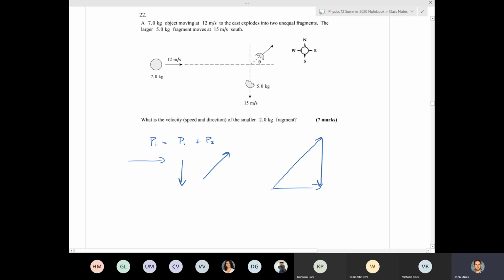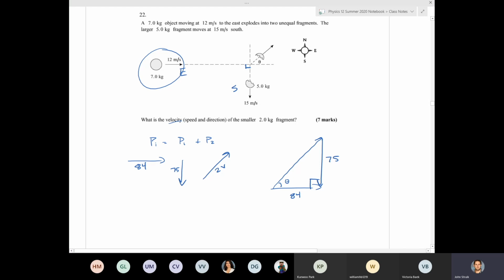Because it's moving east and south, this is a 90-degree angle, and so this is the theta behind it. This original P initial is 7 times 12, so 84. This is 5 times 15, so that's 75. And then this is going to be 2 times whatever the velocity is, because we're trying to find the velocity.